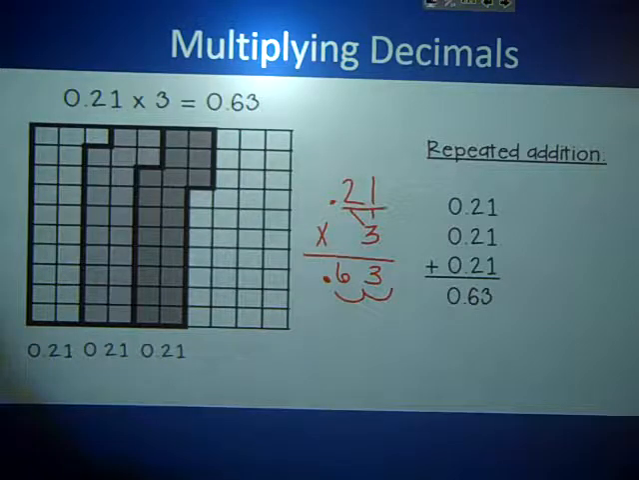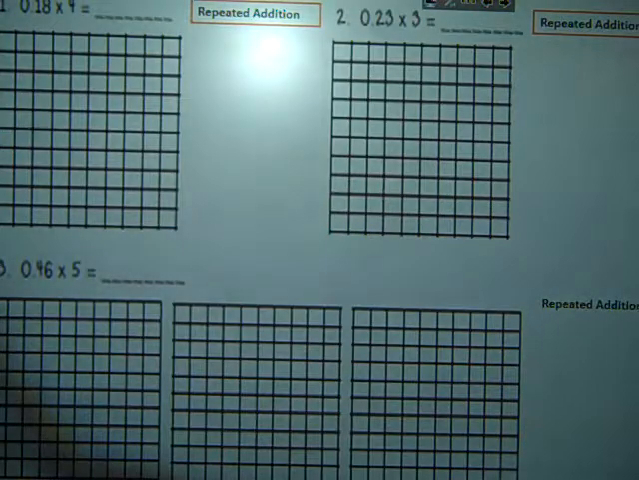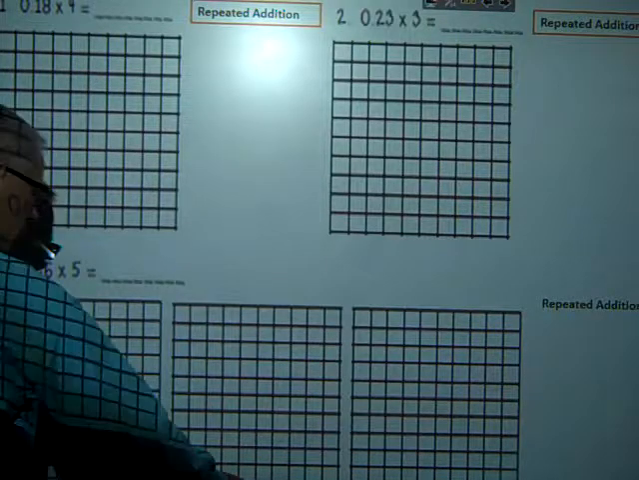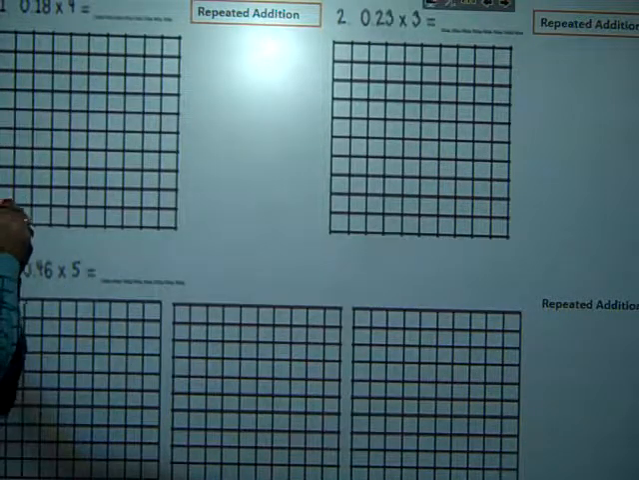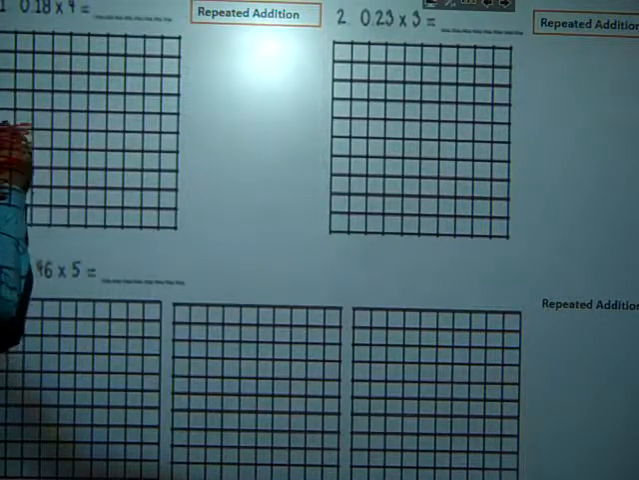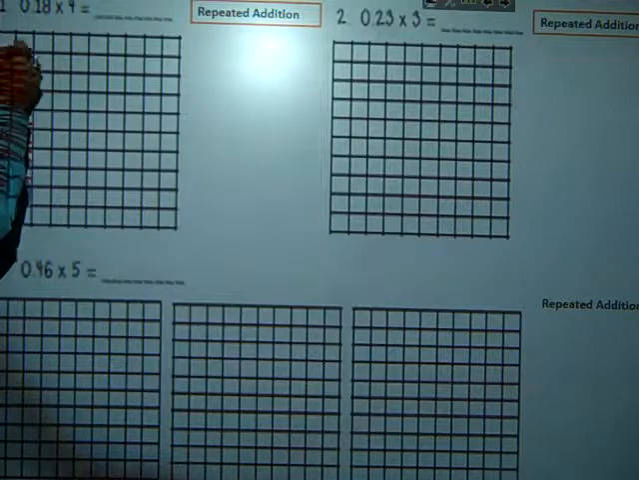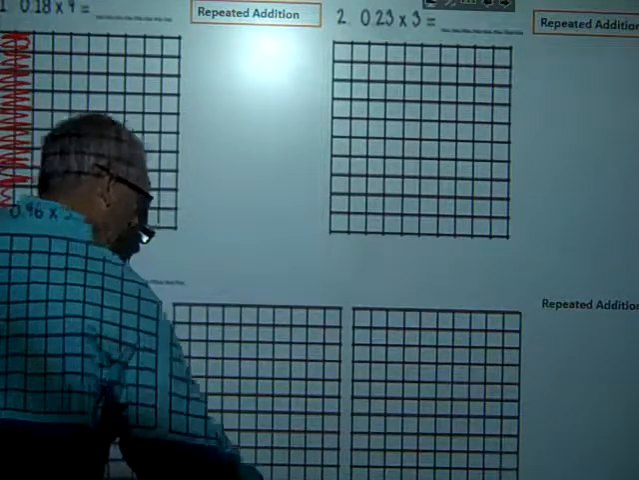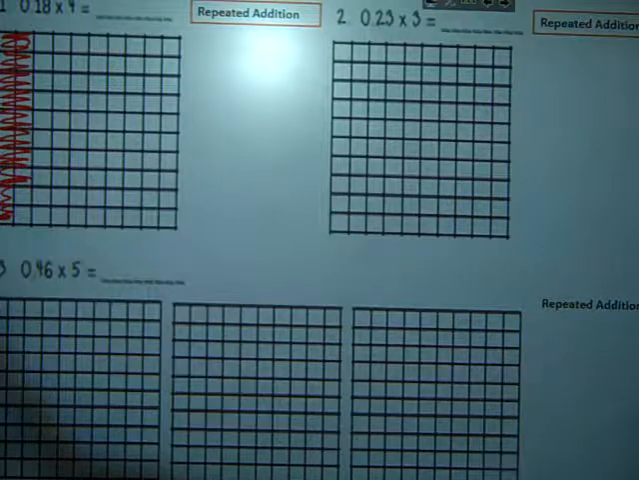Now at the bottom you're going to have a chance to try this. So pick up your 2 color pencils. This first problem up here, 18 hundredths times 4. That means I need 4 groups of 18. So take your first color pencil and shade in 18 of these squares. That's one color. How many times do I need to do that? 4. Now change your colors and shade in 18 more.